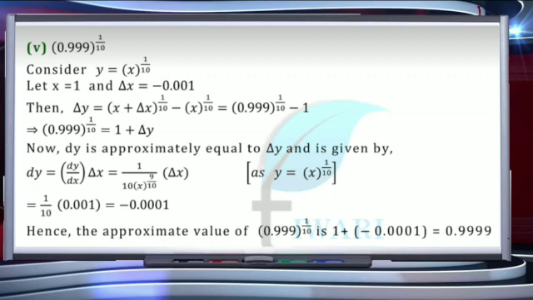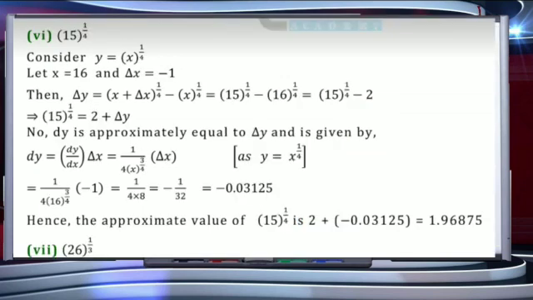Students, next the sixth part of question number 1 is to find the approximate value of 15 raised to power 1 by 4, that is, the fourth root. Hence our function will become x raised to power 1 by 4. Now whose fourth root is possible? That is 16. So x will become 16 and delta x, the change, will be minus 1, because 16 minus 1 is 15. Again by first principle, delta y changes to (x plus delta x) raised to power 1 by 4 minus x raised to power 1 by 4.